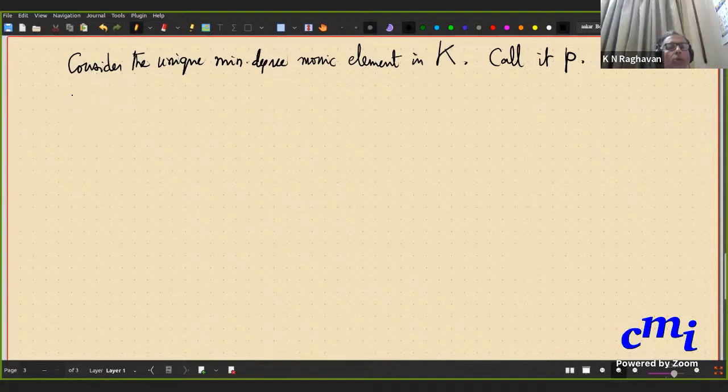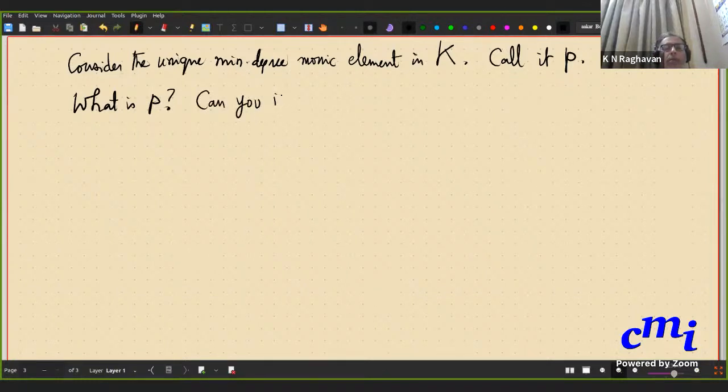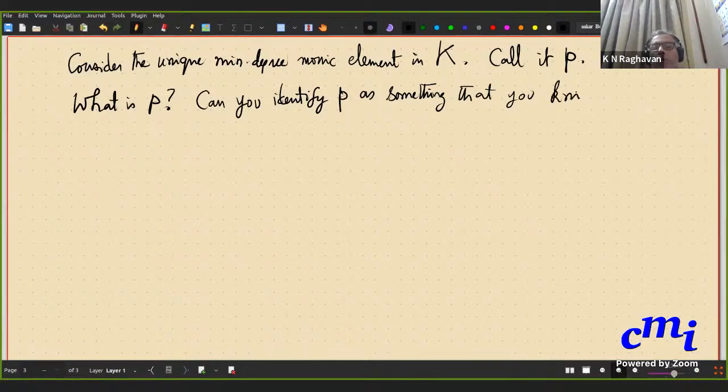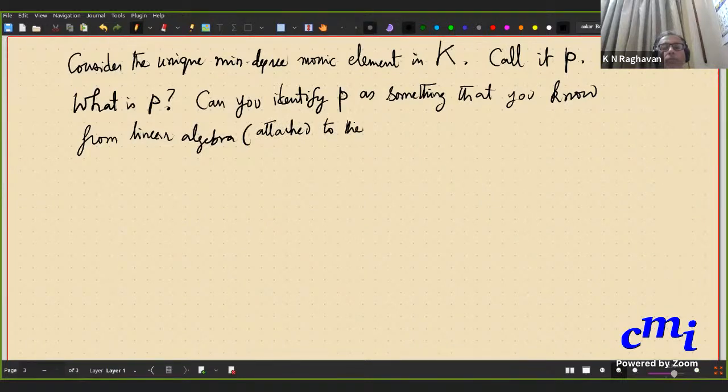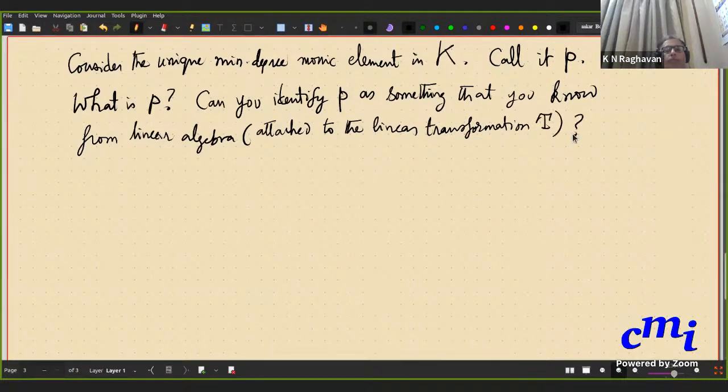You know this P. Right? What is P? The question is, can you identify this as something that you know from linear algebra, and it is attached to the linear transformation. Anybody, please?